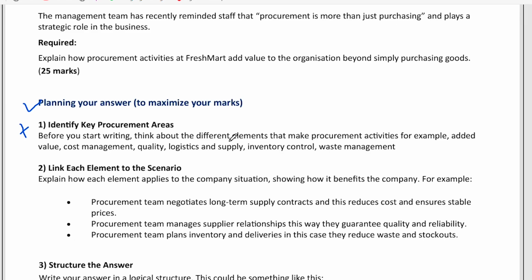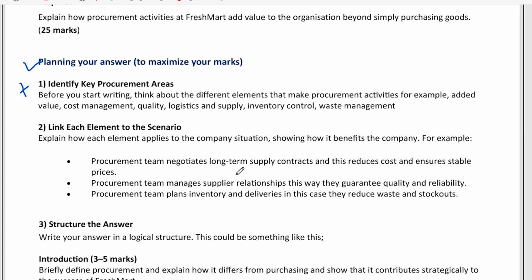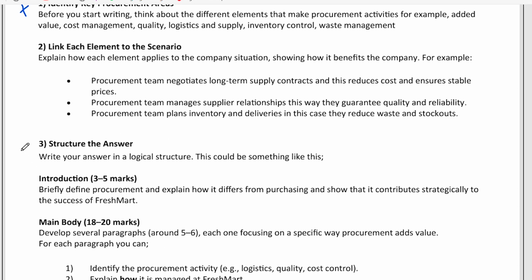Before you start writing, think about the different elements that make up procurement activities. For example, added value, cost management, logistics, all that stuff. And then link each element to the scenario, in this case, the supermarket example. For example, the procurement team negotiates long-term supply contracts, and this reduces costs and ensures stable prices. Anyway, do that and then structure your answer.